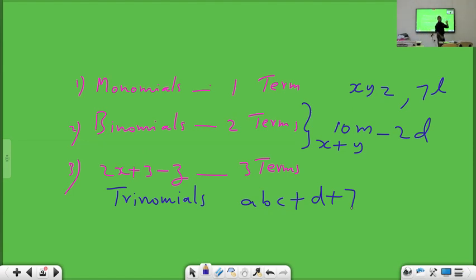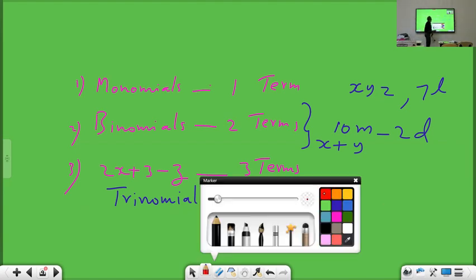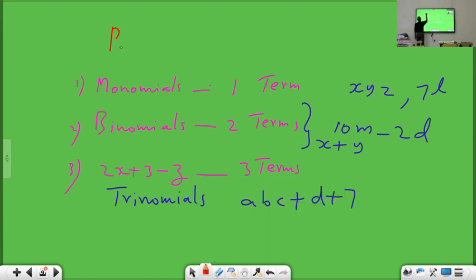Bisector, binomial. All of it tell monomial, binomial, trinomial. Now listen to me, very important. These all are called monomial, binomial, trinomial. These all are called algebraic expressions, correct. Another term is polynomial. What is it? Polynomials. These all are called polynomials.